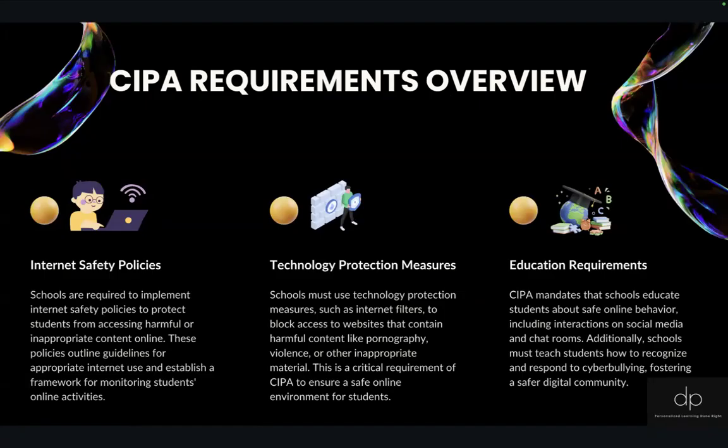Technology protection measures. Schools must use technology protection measures such as internet filters to block access to websites that contain harmful content like pornography, violence, or other inappropriate material. This is a critical requirement of SIPA to ensure a safe online environment for students.